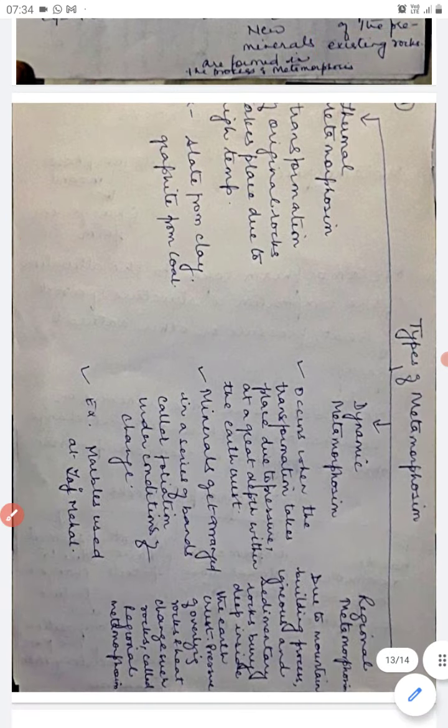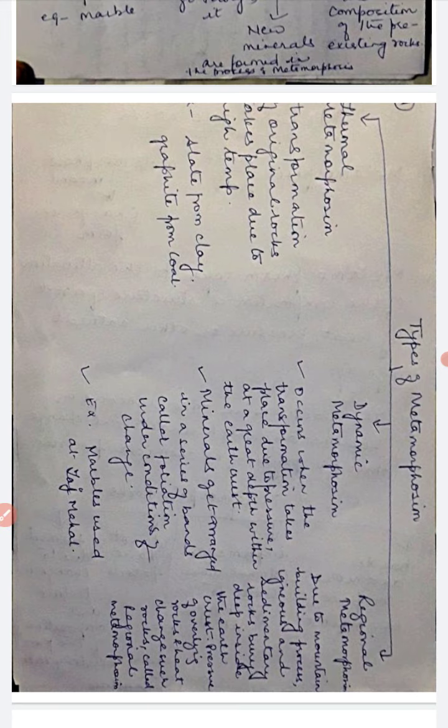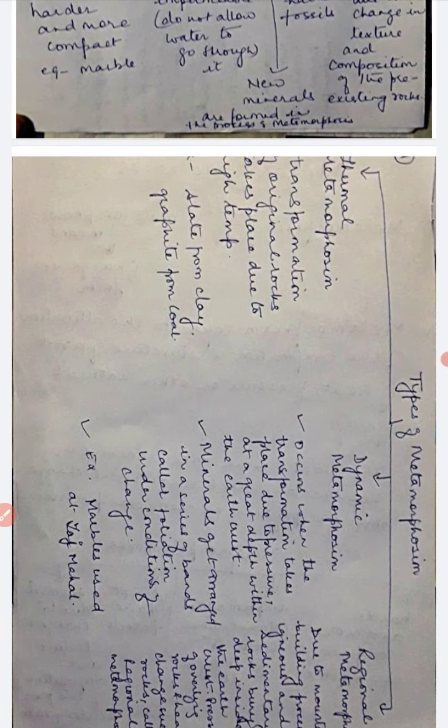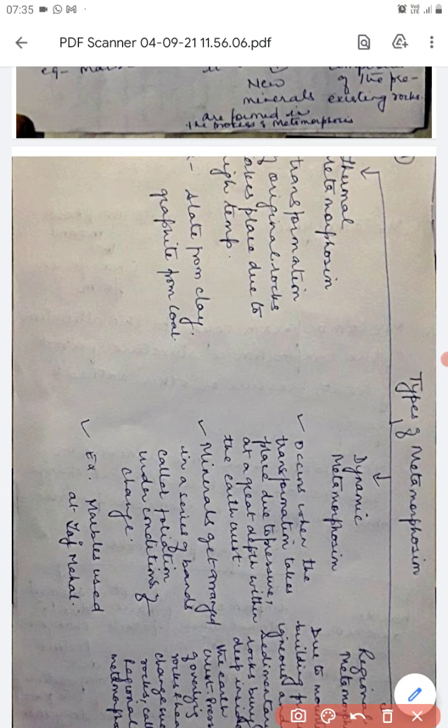Now we'll discuss the types of metamorphism. There are three types of metamorphism: thermal metamorphism, dynamic, and regional metamorphism. Thermal, as the name itself implies, is transformation of the original rocks which takes place due to the changes in the temperature. Dynamic metamorphism occurs when the transformation takes place due to the change in the pressure. So thermal, change in the temperature; dynamic, change in the pressure. Minerals are arranged in a series of bands called foliation, and the example is marble.